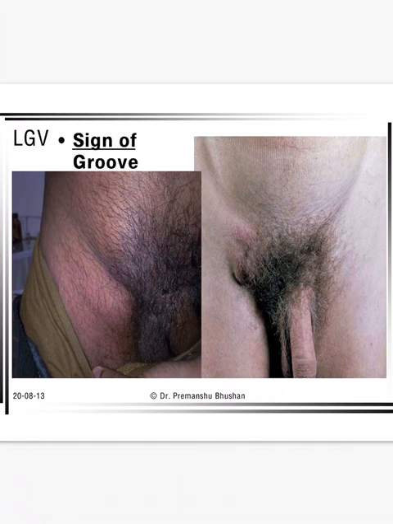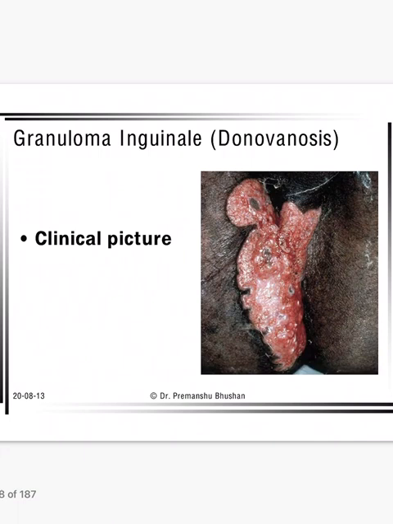Okay, then this is the groove sign, guys. Do you see there looks a groove, guys? So this is the groove sign that is seen in lymphogranuloma venereum. This is granuloma inguinale. So this is a painless ulcer with no lymph node, guys, in this case, guys. Do you see? And it bleeds on touch, guys.